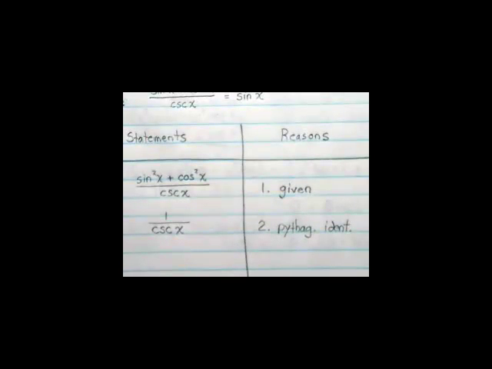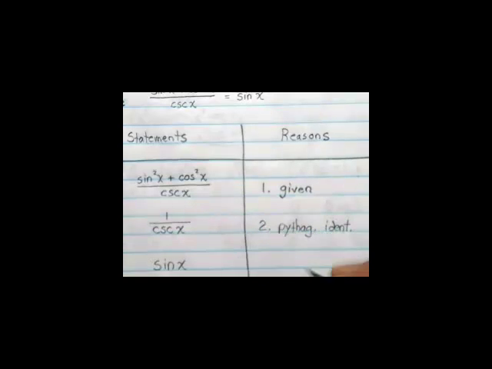Why? It's a Pythagorean identity. So there's your reason. And if you want to abbreviate, that's fine, like Pythag ident, something like that. It's a Pythagorean identity that lets you do that. Okay. What now? Yep. And that's a reciprocal identity.